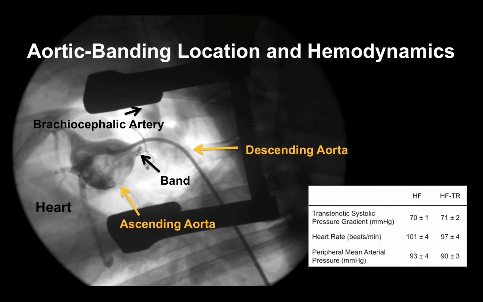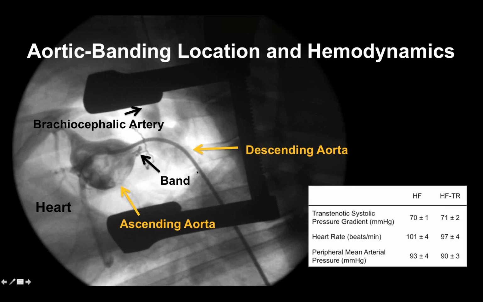Okay, here we go. Here you can see a radiogram of our aortic-banding location and also hemodynamic status of how we set the band. So over here is the heart if you want to orient yourself, and then you can see the aorta trailing through the ascending arch and then starting to descend.